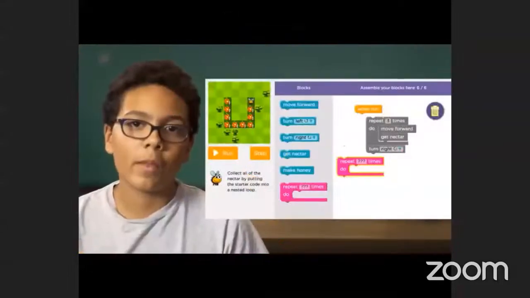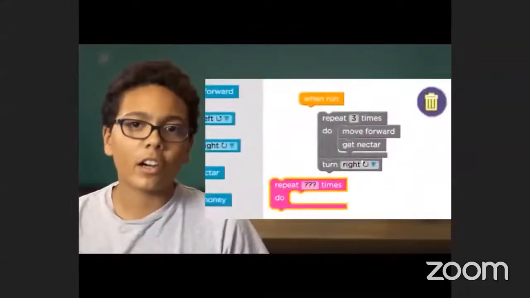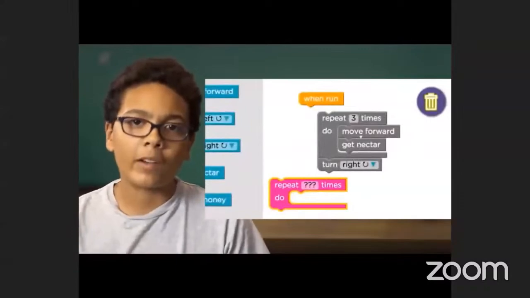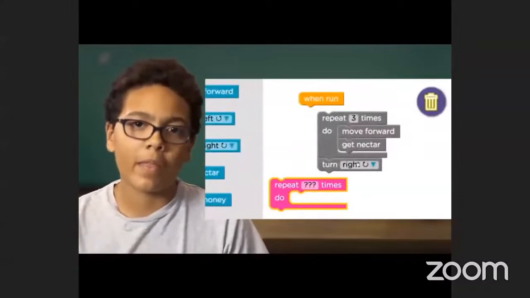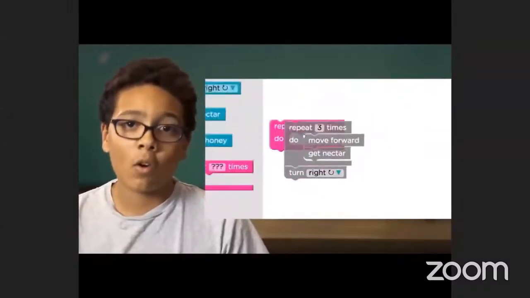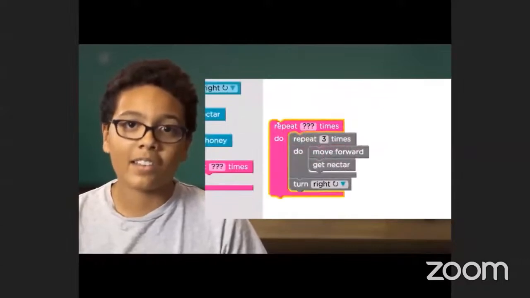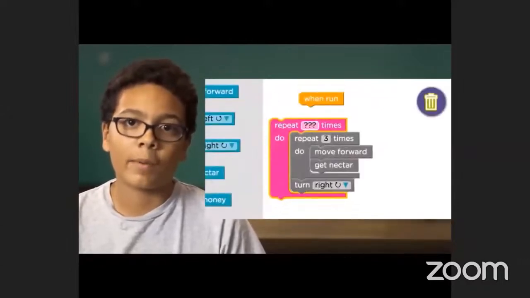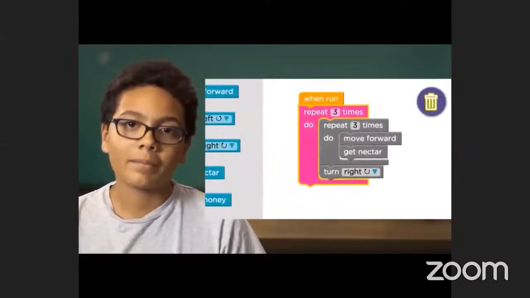Now we're going to use nested loops with the bee. We're given some starter code which tells the bee to move forward and get nectar 3 times and then turn right. Let's take that whole piece of code and nest it inside another repeat block and set it to repeat 3 times. Done.